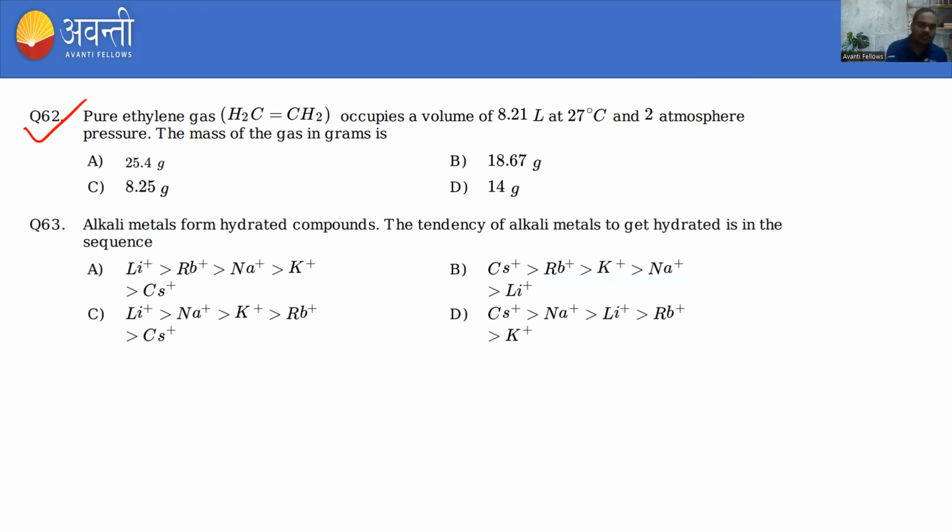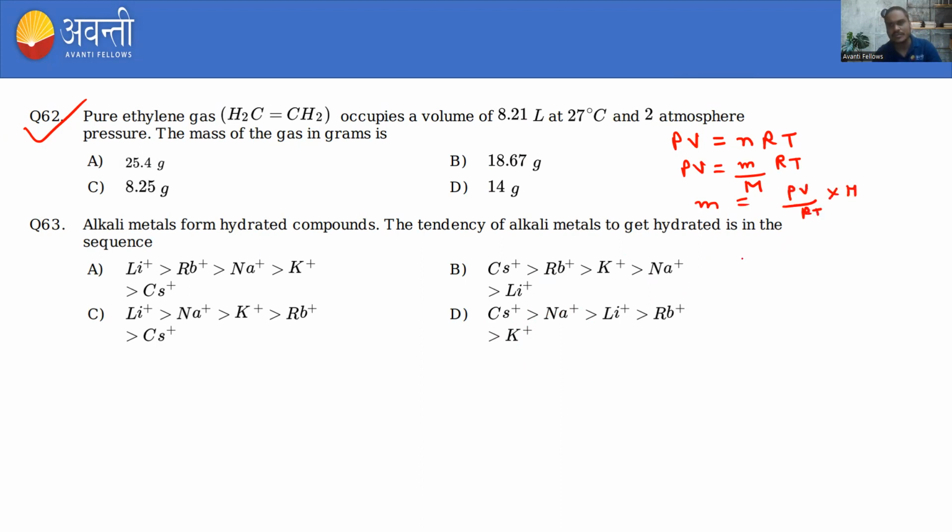So this question is also from the states of matter, and it's a very simple question from the ideal gas equation, that is PV is equal to nRT, right? We know that n is nothing but mass divided by molar mass, so PV is equal to m by M into RT. So you have to calculate this small m. So this small m is PV divided by RT into M.